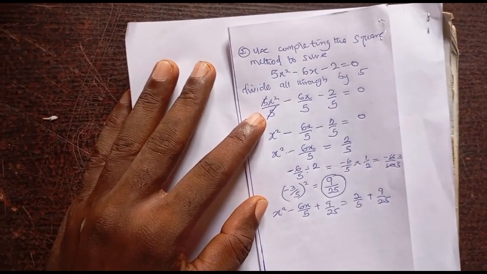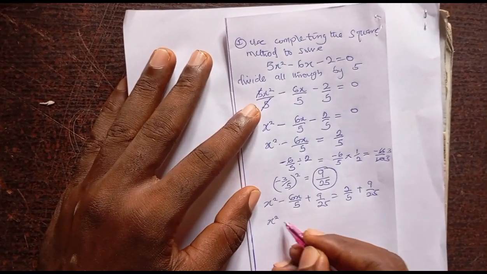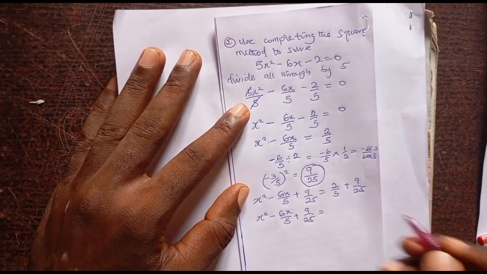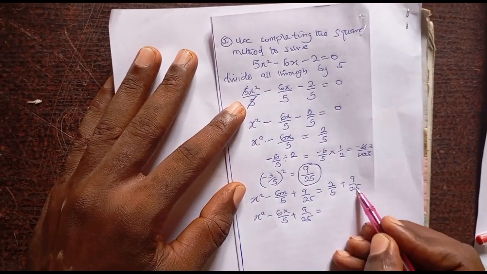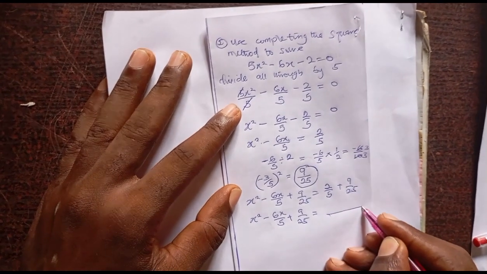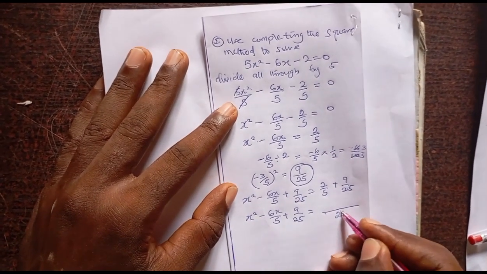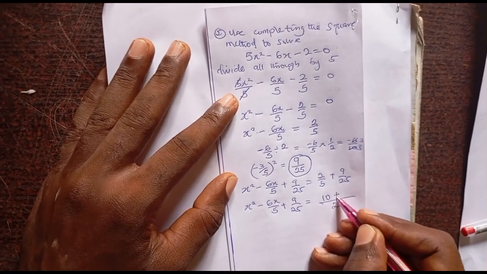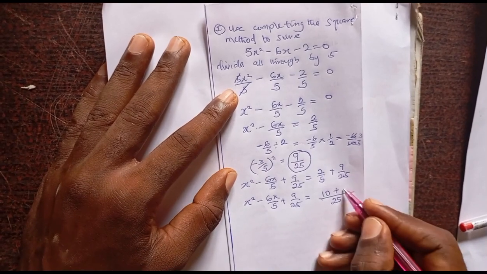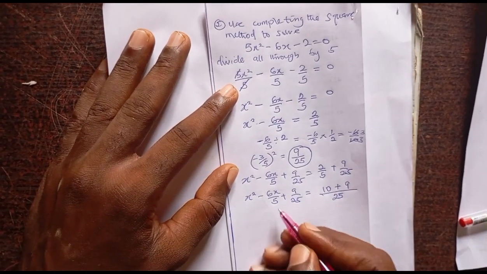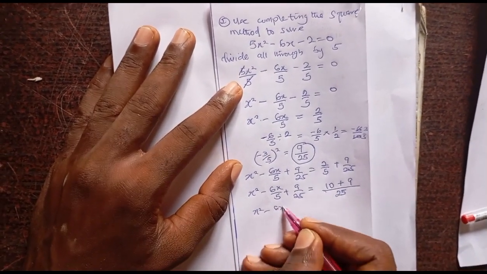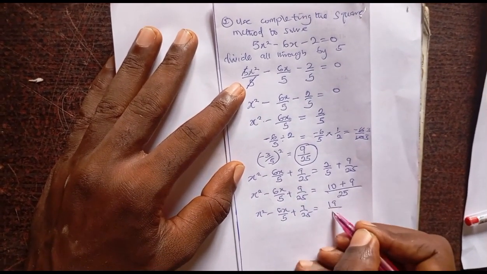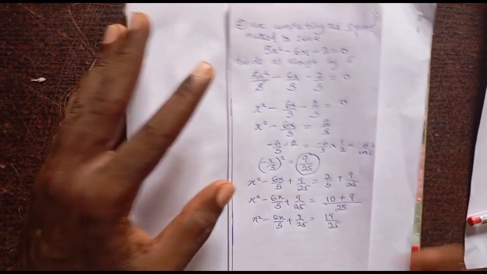Now we are going to solve the value on the right hand side, which is x squared minus 6x over 5 plus 9 over 25 equals to, I'm going to find the LCM of 5 and 25. LCM of 5 and 25 is 25. Now 25 divided by 5 times 2, 10, plus 25 divided by 25, 1 times 9, 9. Now we now have x squared minus 6x over 5 plus 9 over 25 equals to 19 over 25. Okay, we are done with the right hand side.